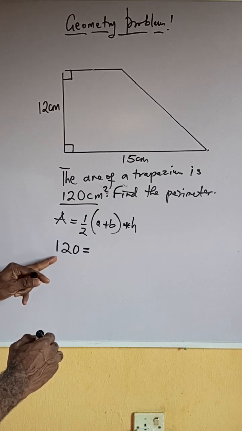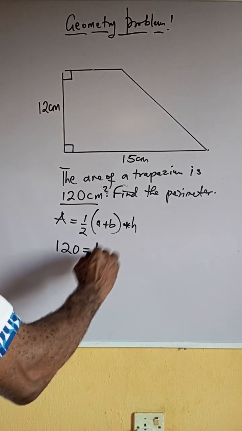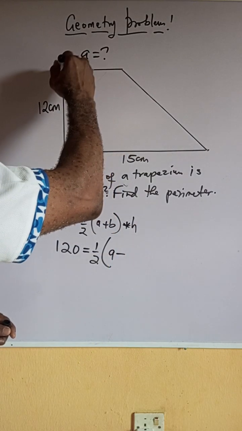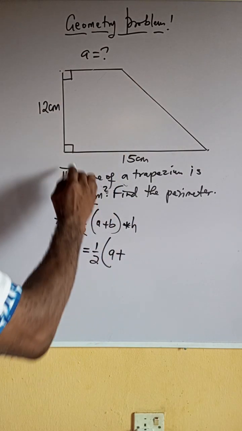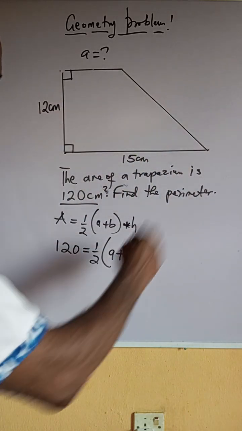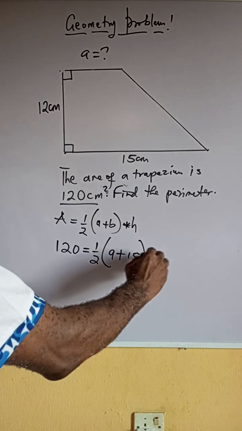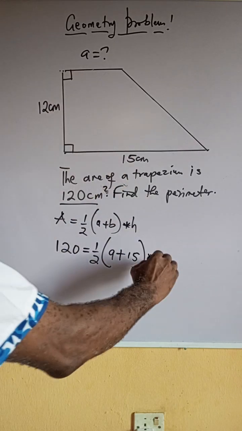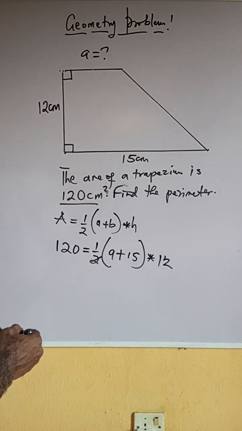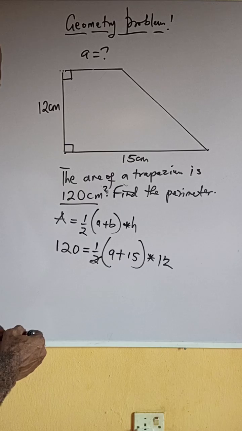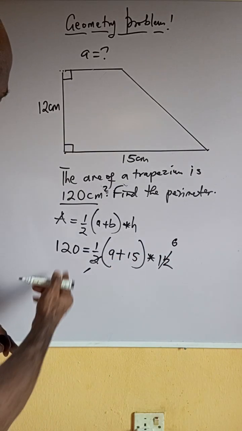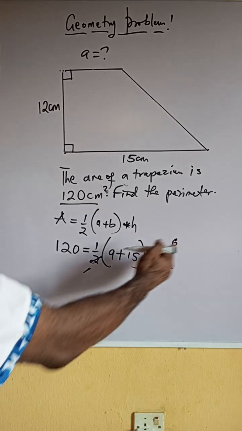If we do that, we will have that 120 is equal to half of bracket A. We don't know A, we don't know this distance, plus, from here to here, one of the parallel sides, 15 cm, multiplied by the vertical height, 12 centimeter. At this point, I can start simplifying by saying 2 divides 12, you have 6. 120 is equal to 6 multiplied by (A plus 15).